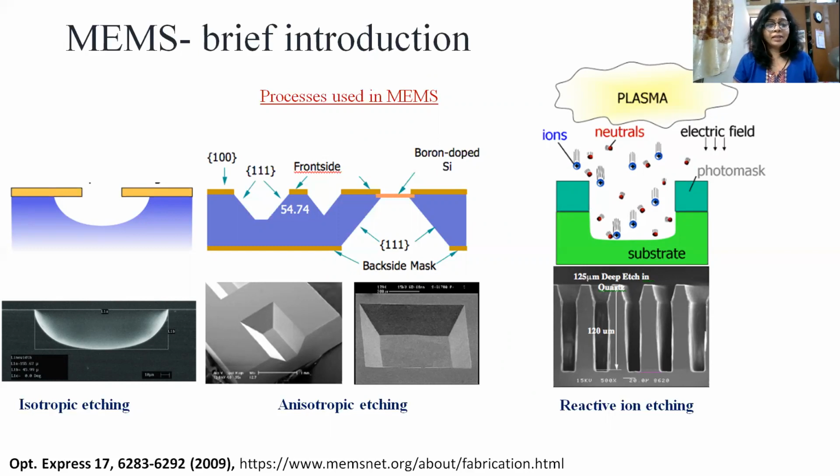Isotropic etching, that is non-directional etching, is used in bulk micromachining. Anisotropic etching, which is directional etching, means certain planes of the material have a different etching rate than others. So a plane, say 110, will etch faster than the 111 plane.